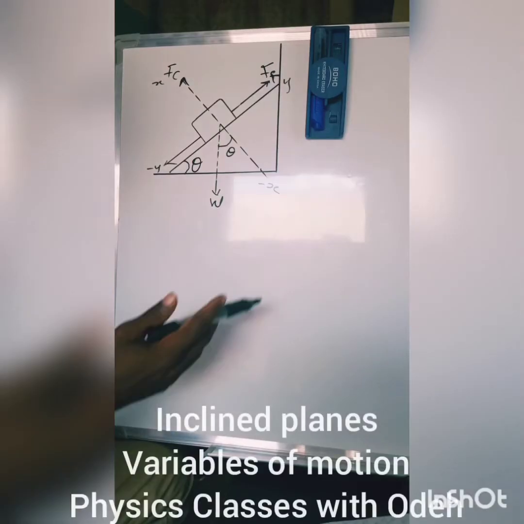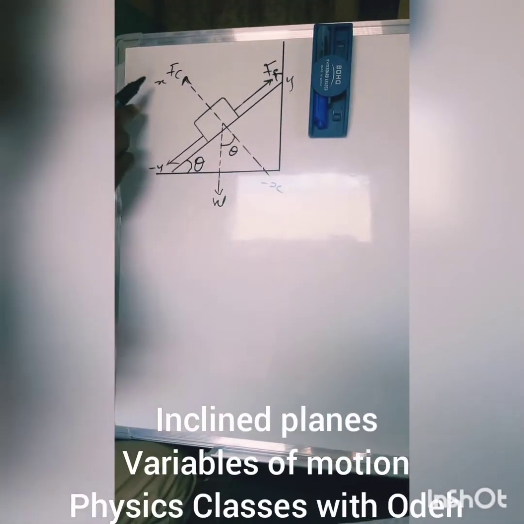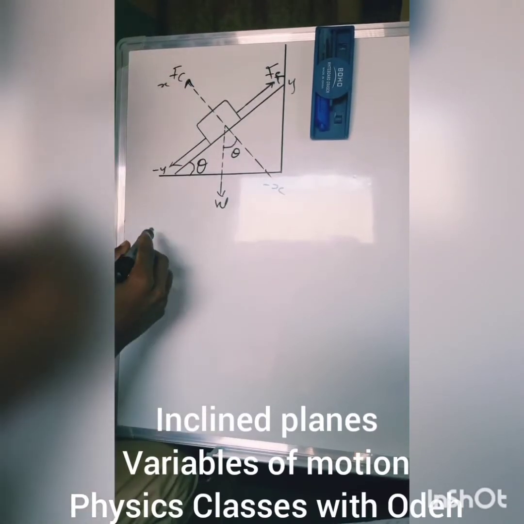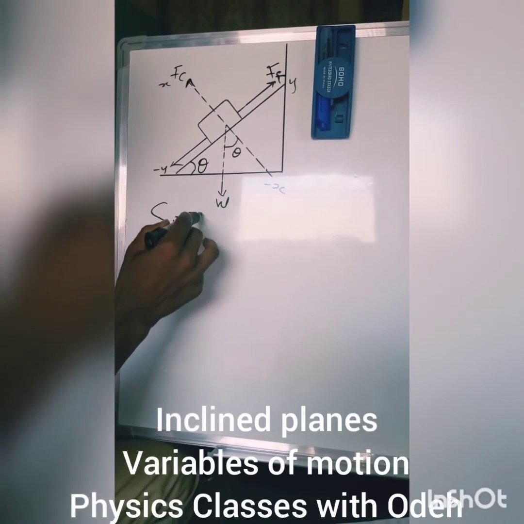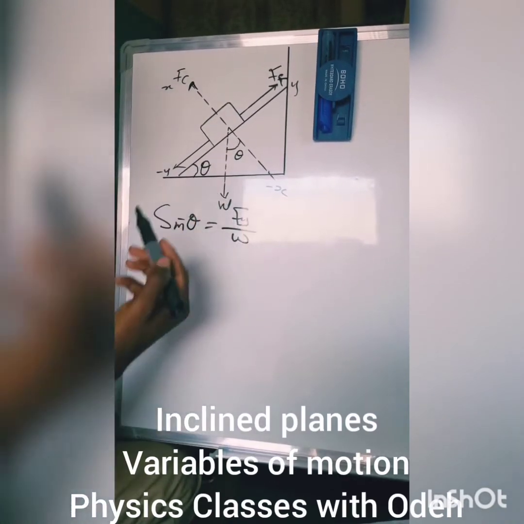Now, when you have an inclined plane and motion is supposed to go through the plane, what happens to the variables of motion? You just watch, let's play around with it. Looking at this plane with the force upward and downward giving you the y-axis, and the force normal to this plane giving you the x-axis, you would agree with me that sine theta for this plane will be equal to Fy all over W, which is the weight of the body.